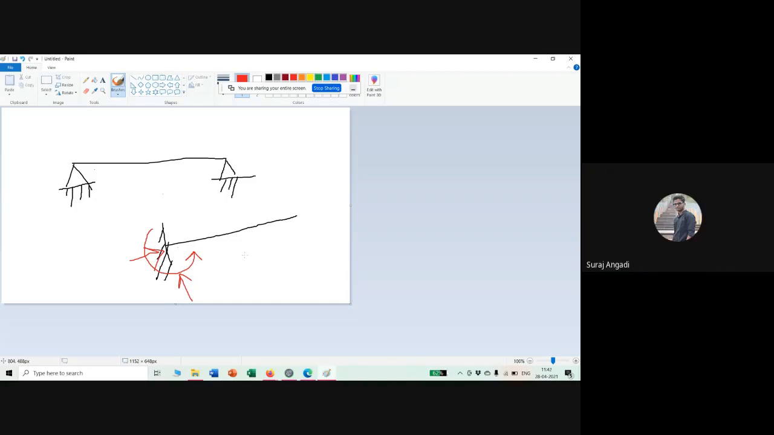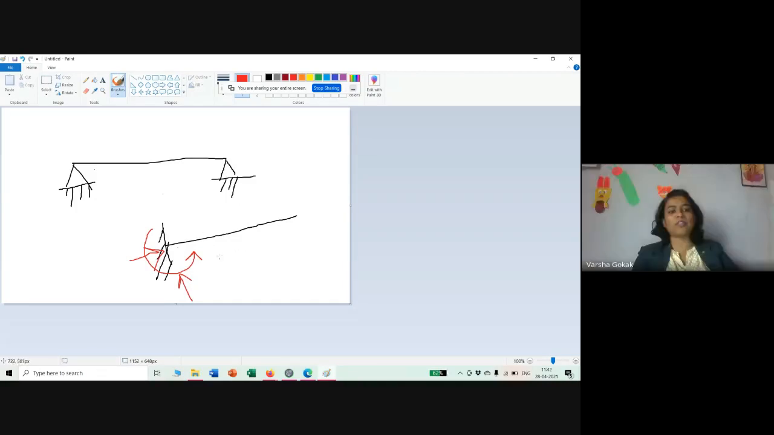Yes, ma'am. So total number of reactions in a cantilever is going to be how much now? 3. And in case of this beam which I have drawn on top, both the sides are hinged. So for an individual hinge, it will have one horizontal, one vertical. Similarly, the other side also will have one horizontal and one vertical. So here the total number of reactions is becoming 4.